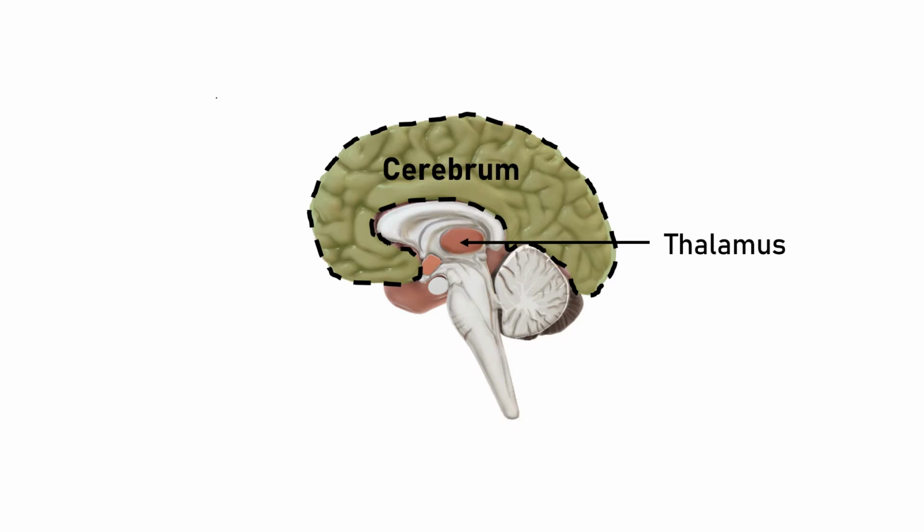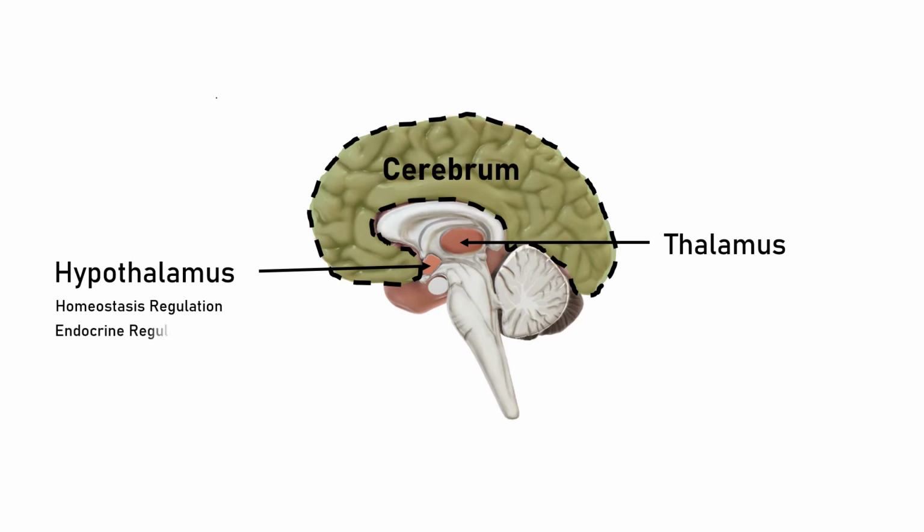Below the thalamus, there is a small structure known as the hypothalamus. The hypothalamus helps as a homeostasis regulator, which means it regulates the internal balance of our body. It maintains the temperature, hunger and thirst. It also works as an endocrine regulator, which means it directs the pituitary gland to secrete various hormones to help in various functions of our body. The hypothalamus also helps in emotional responses.